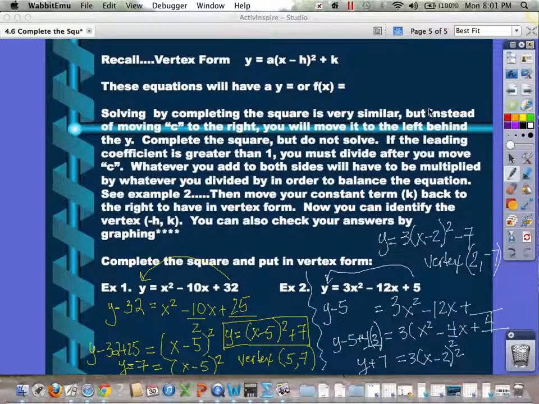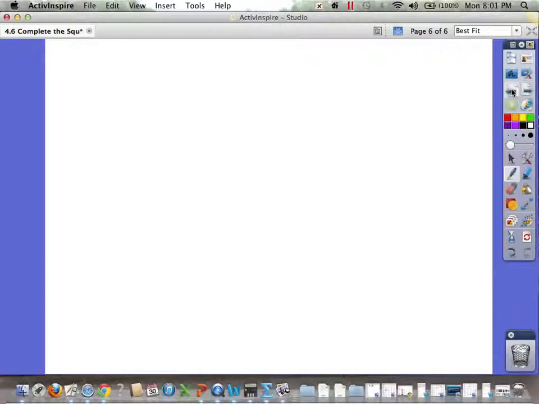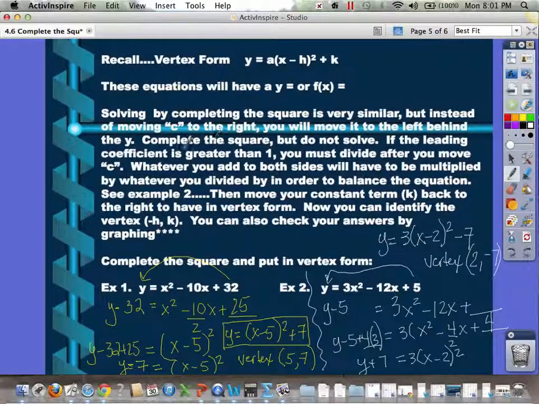Any of your factoring type problems. I believe that is it. So we will practice more in class. But definitely check your answers with your calculators. And if you have any problems, come see me. We'll do lots of practice in class. See you in class.